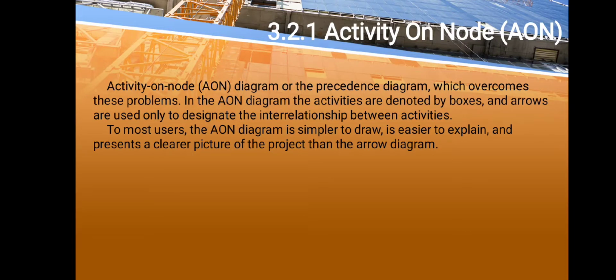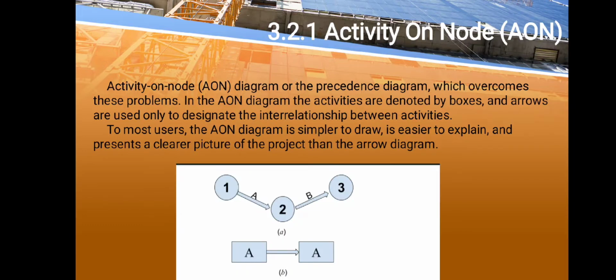Another type of project network can be used called the activity on node, AON, diagram or the precedence diagram, which overcomes this problem. In the AON diagram, the activities are denoted by boxes, and arrows are used only to designate the interrelationships between activities. Figure 2-2 A and B illustrate the differences between the AOA and AON diagram.